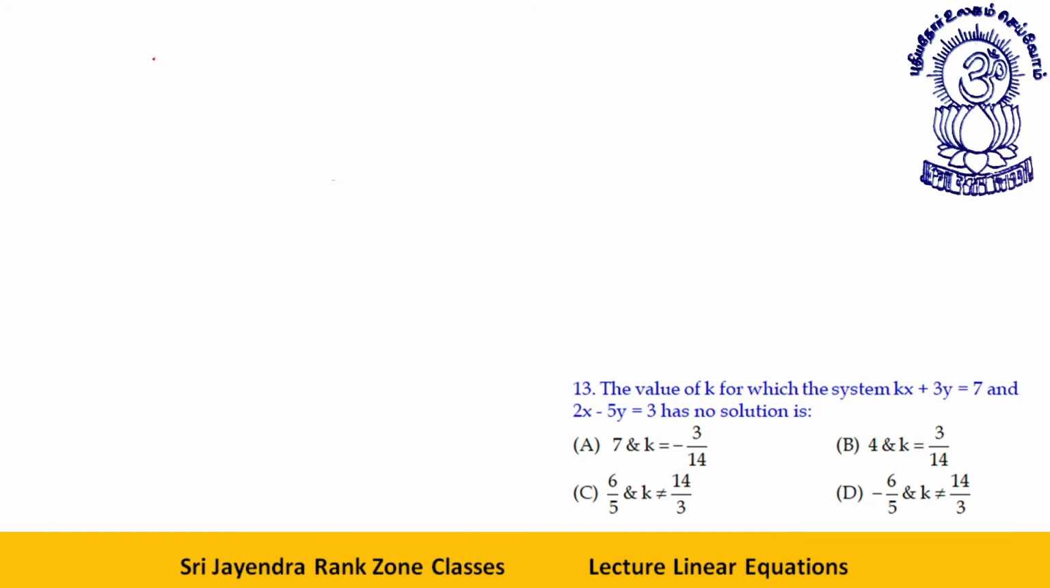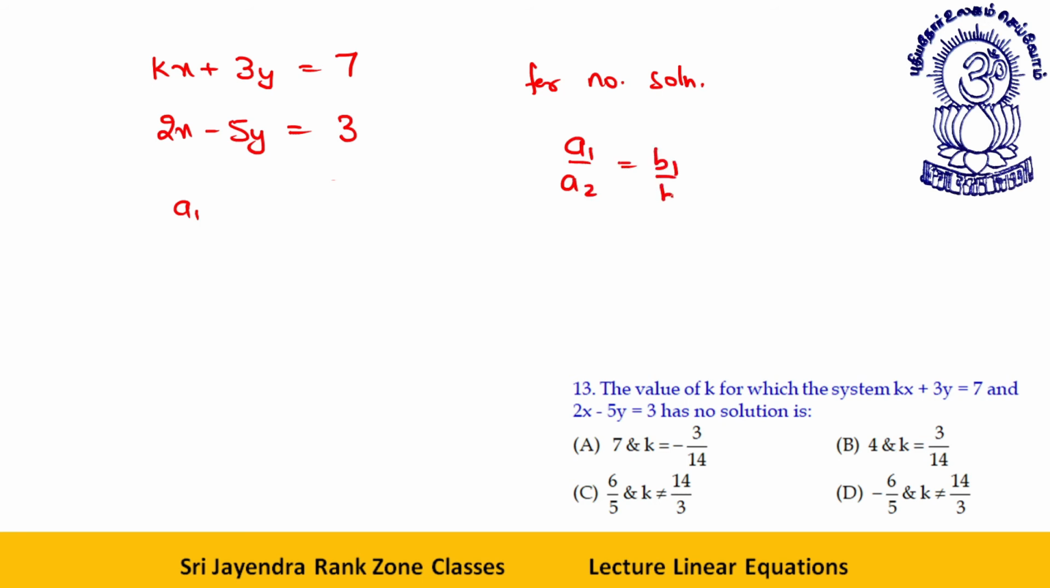The value of k for which the system of equations kx plus 3y is equal to 7 and 2x minus 5y is equal to 3 has no solution. We have to determine when this system will have no solution. For no solution, a1 by a2 is equal to b1 by b2 not equal to c1 by c2. So k by 2 is equal to 3 by minus 5 but not equal to 7 by 3.